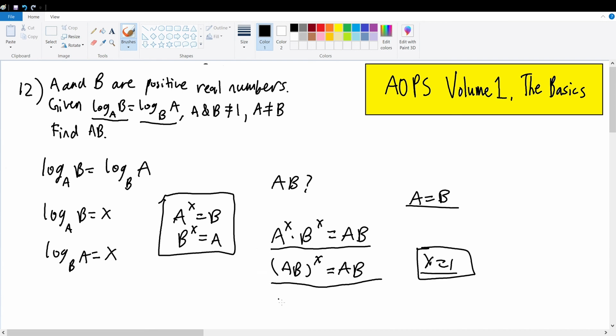And the answer is yes. We can divide both sides by AB to get AB raised to the x minus 1 power is equal to 1. And now what we can see here is we can either have x is equal to 1, or we can have AB is equal to 1. And when x is equal to 1, we just showed that that is not possible, because it will violate one of our conditions. Therefore, A times B must be equal to 1, the answer for this question.